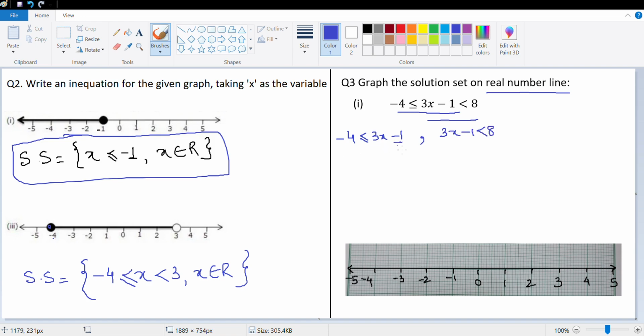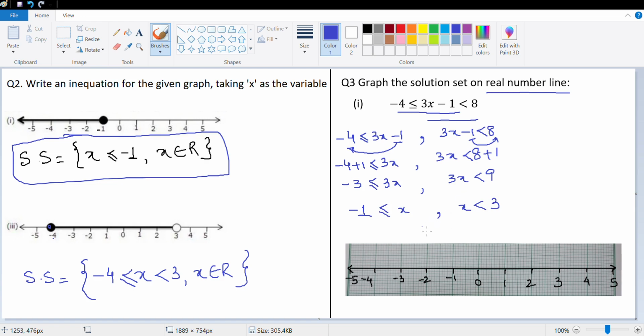I try and keep x always positive, which means negative 4 plus 1 is less than or equal to 3x, and 3x is less than 8 plus 1 if I take negative 1 on the other side. So this is negative 3 less than or equal to 3x and 3x less than 9, which means negative 3 divided by 3, which is negative 1 less than or equal to x, and x less than 3. If I combine this together, my solution set becomes negative 1 less than or equal to x less than 3. That's what my solution set becomes.